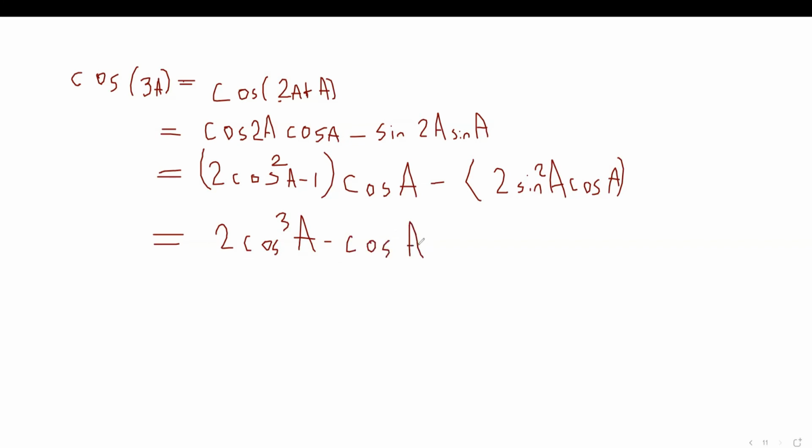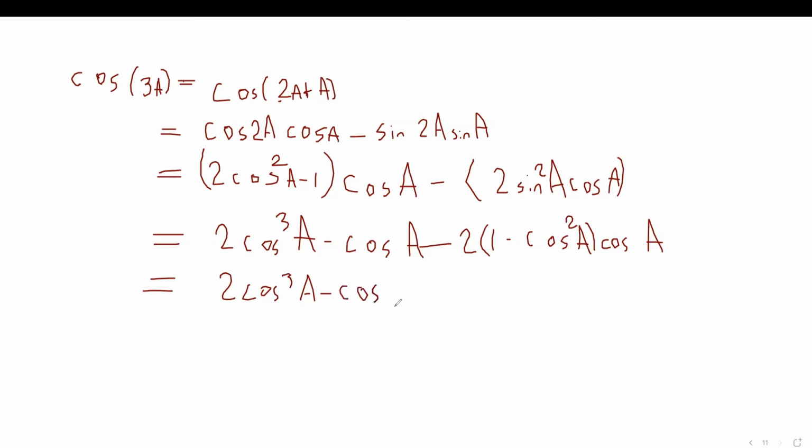And then over here, you see this 2 sine square? Remember that sine square is 1 minus cos square. So we're going to rewrite this as 2 times in brackets 1 minus cos square, so that we can have everything in terms of cos. Once you get everything in terms of cos, we're nice. So what we're going to end up getting now is 2 cos cube a minus cos a.